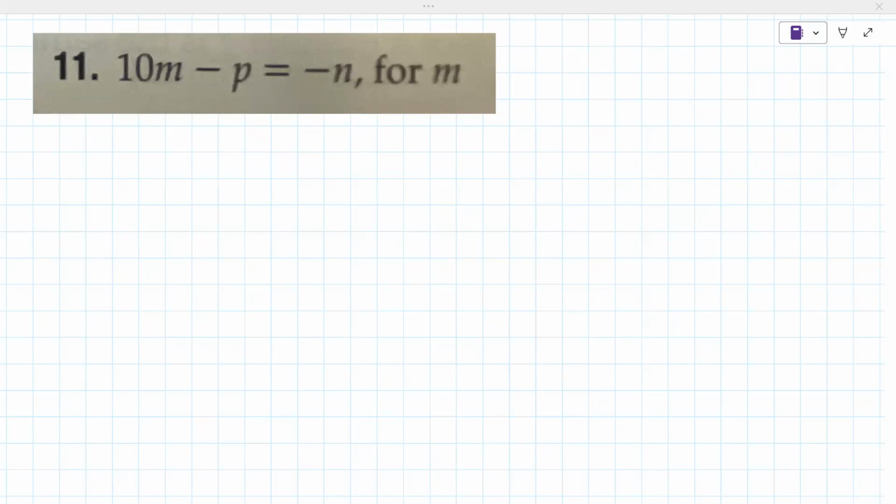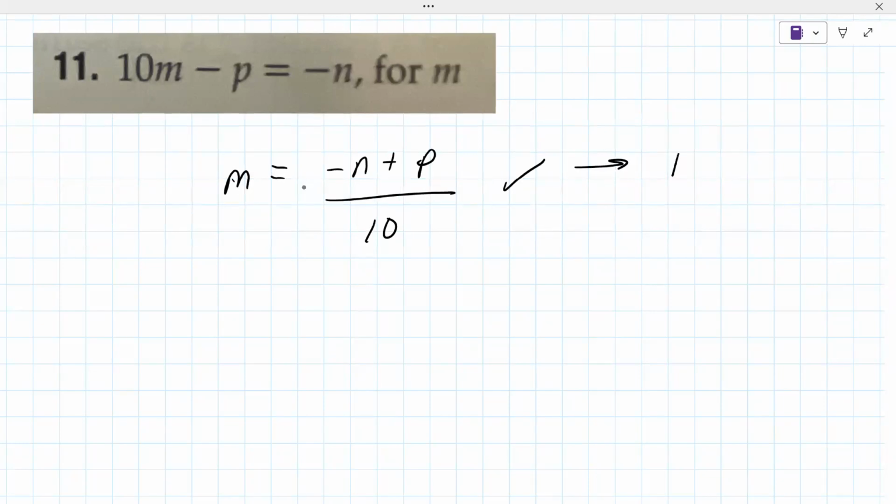Okay. So pretty sure it's M is equal to negative N plus P over 10. Okay, this is correct, but the preferred way to write it is P minus N over 10. All right, good job on that.